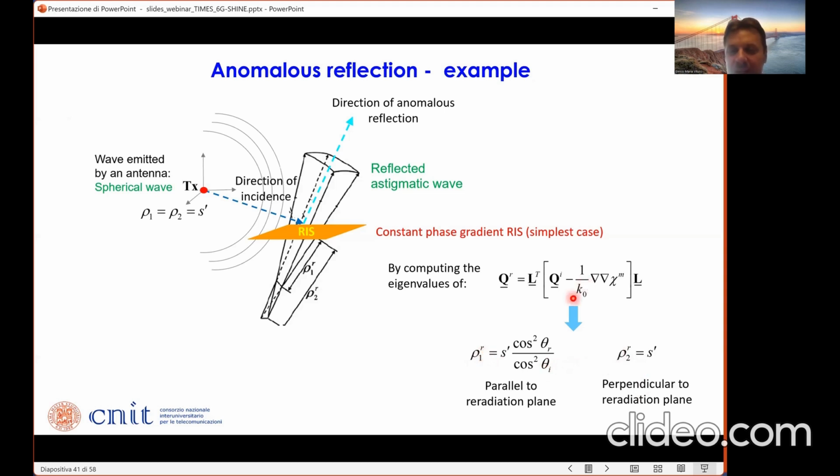I also want to highlight that in the case of a constant phase gradient RIS, this term involving the Hessian matrix of the phase profile will be equal to 0 because there is a constant phase gradient. But still, the curvature matrix of the reflected wave will be different with respect to the curvature matrix of the incident wave because of this operator L.